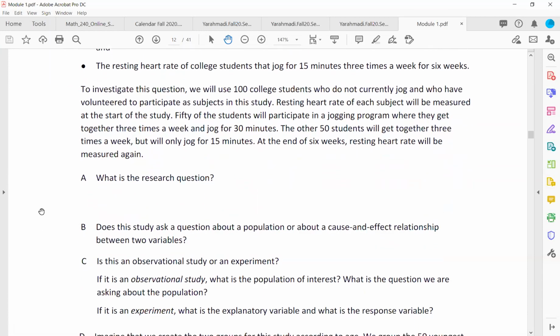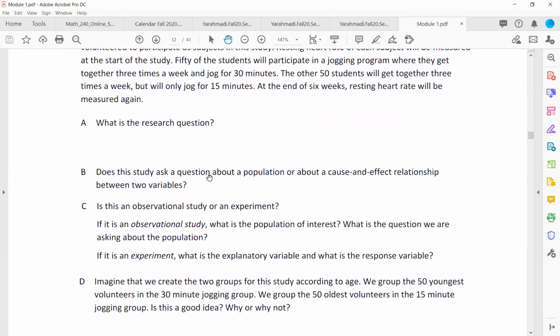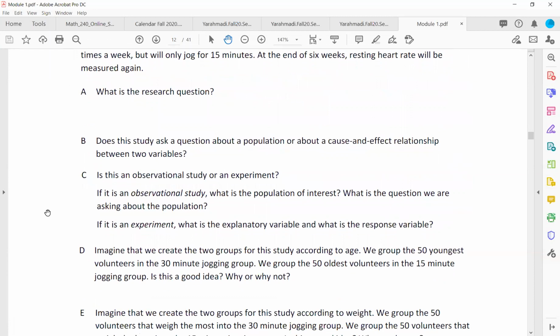Answer these questions. A, what is the research question? B, does this study ask a question about population or about cause and effect relation, jogging and resting heart rate? C, is this an observational study or experimental study? Are we changing our independent variable, jogging time, then measuring our dependent variable, resting heart rate, or not?